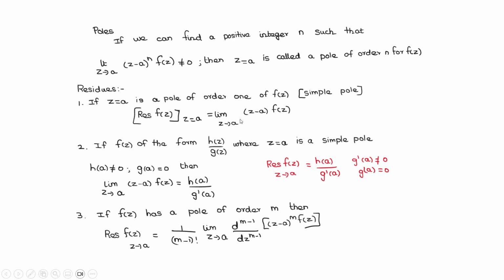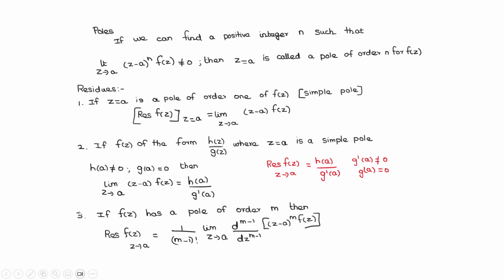Next, if f of z is in the form h of z by g of z, where z equal to a is a simple pole, and h of a is not equal to 0 and g of a is equal to 0, then the formula is limit z tends to a, (z minus a) into f of z, which is h of a divided by g dash of a.